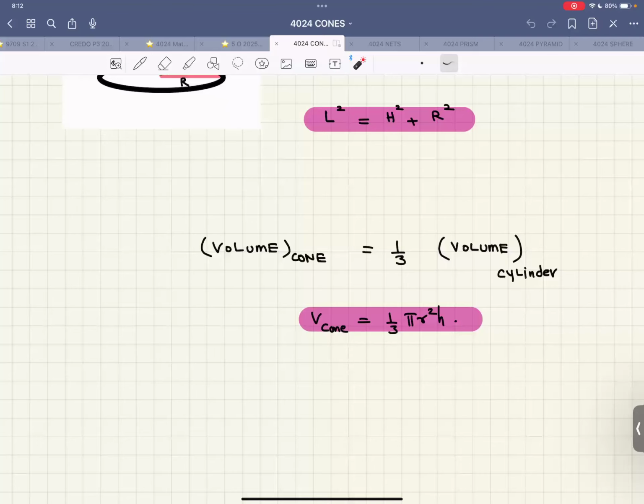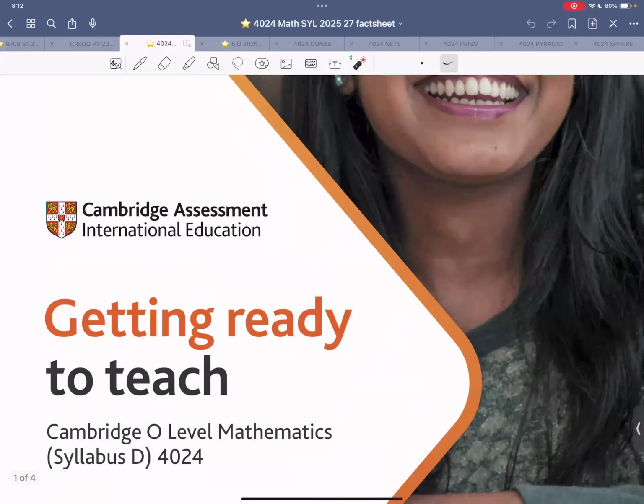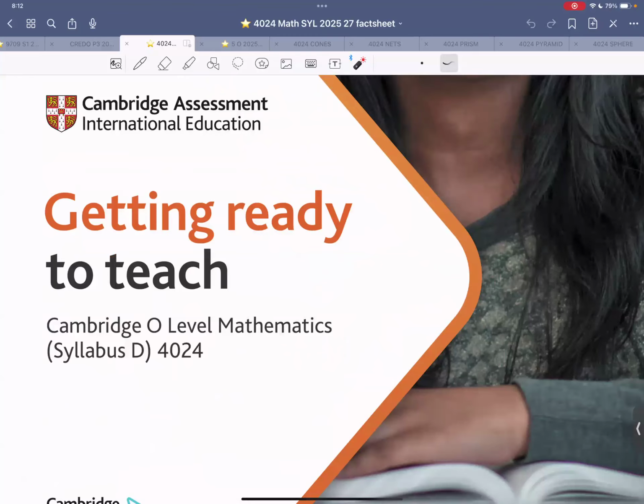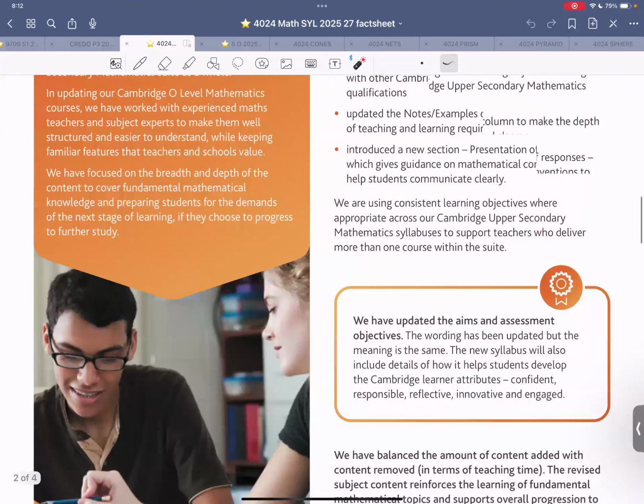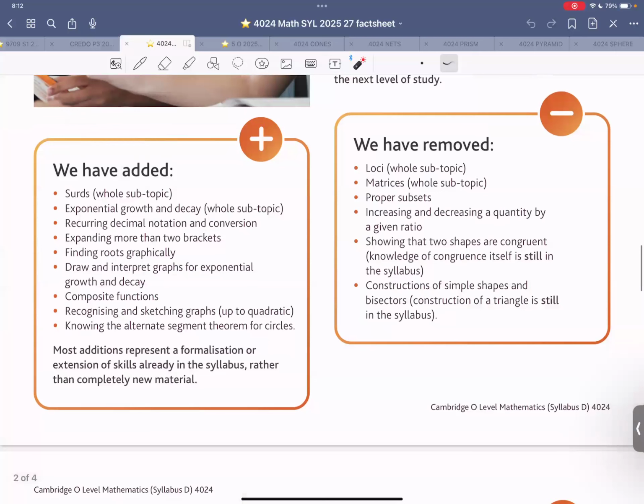And let me tell you one thing. I am getting ready to teach the Cambridge O-level math syllabus day, and a lot of people ask this question. We have added surds, exponential growth and decay. Most probably this Sunday or sometime during the next week, I'll be taking a live class on this. I have made a video on surds. I have made a video on recurring decimal. Expanding more than 2 brackets, I should be focusing a bit more on this. Finding roots graphically, that's already there, but I think I should focus a bit more.